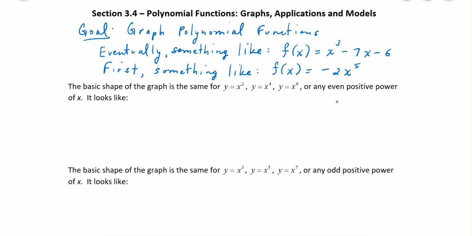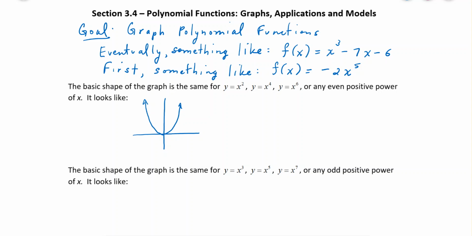And before we even get to that, the first thing we need to say is that the basic shape for y equals x squared, x to the fourth, x to the sixth, or any even positive power of x looks the same. What does that graph look like? Well, we already know because we've studied the graph of x squared, and so that's a parabola with vertex at the origin, and it opens up. And if we have x to the fourth or x to the sixth, the graph is very similar. The only difference is that it'd be a little steeper on the sides and a little flatter across the bottom. But the basic shape is the same.